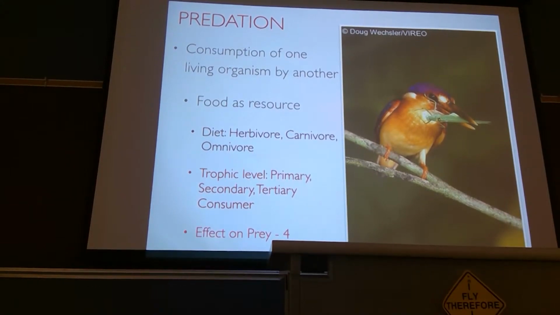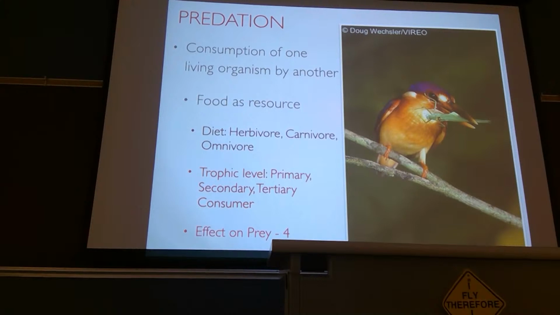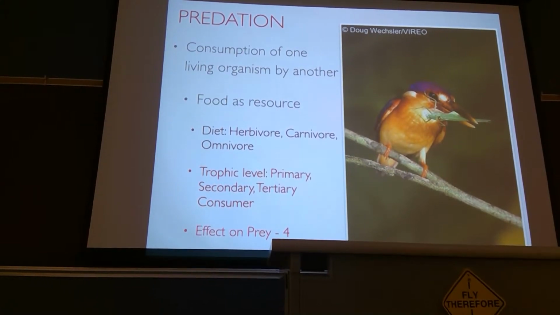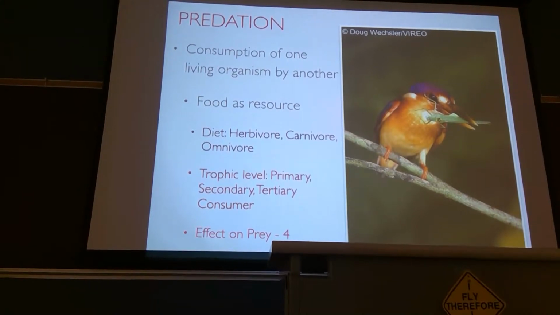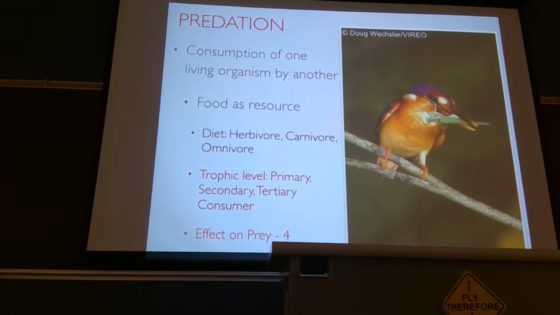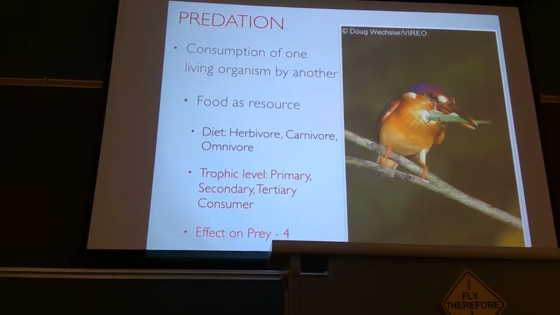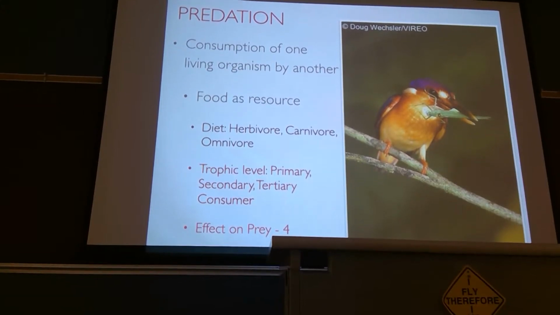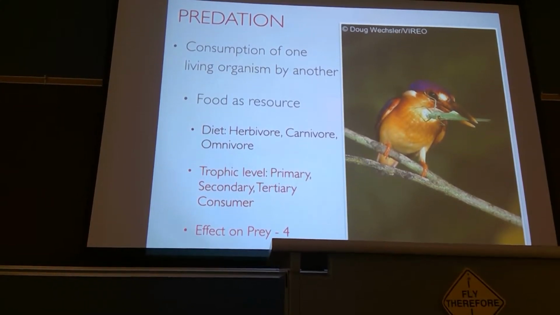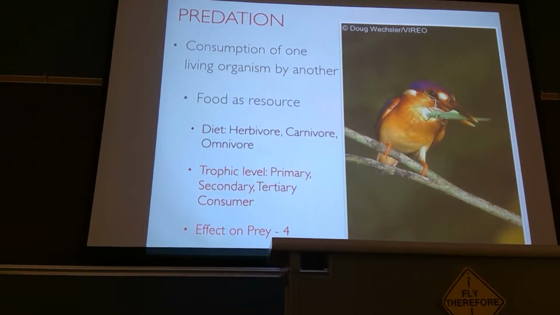So you can be an herbivore, you eat only plant matter, primary producers. You can be a carnivore, like our kingfisher here, where you eat other types of heterotrophs. Or you can be an omnivore, like we are, like bears, gorillas, orangutans, where you eat both types of products. You eat both primary producers and you eat other types of heterotrophs. We are all intimately familiar with those types of dietary types of predators.